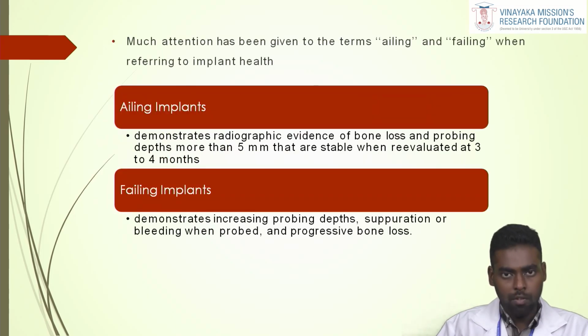Moving on to the concepts of ailing implants and failing implants. Ailing implants show radiographic evidence of bone loss with probing depth of more than 5 millimeters, but after re-evaluation every 3 to 4 months the implants will be healthy. But in failing implants you will see probing depths, suppuration, bleeding on probing, and progressive bone loss also.